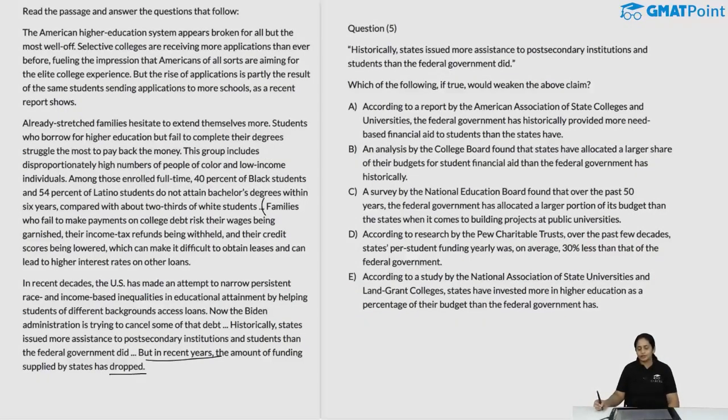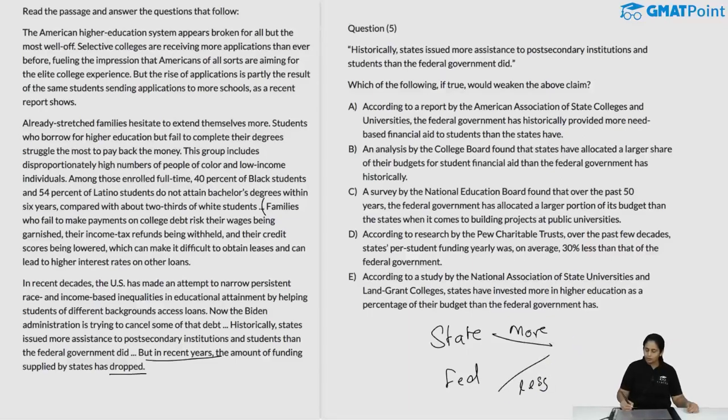Historically, states issued more assistance to post-secondary institutions and students than the federal government did. So here the person has said that states give more money to colleges and students than the federal government does. Which of the following, if true, would weaken the above claim? So basically, we have to say that the state gives more and the Fed gives less to the group of colleges plus students. If you can show that this condition is not true, then we have gotten the right answer.